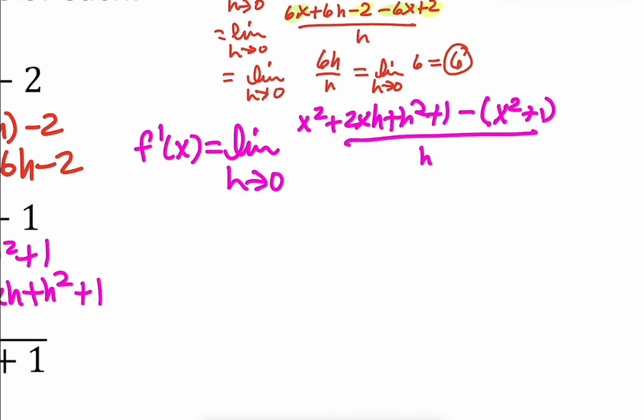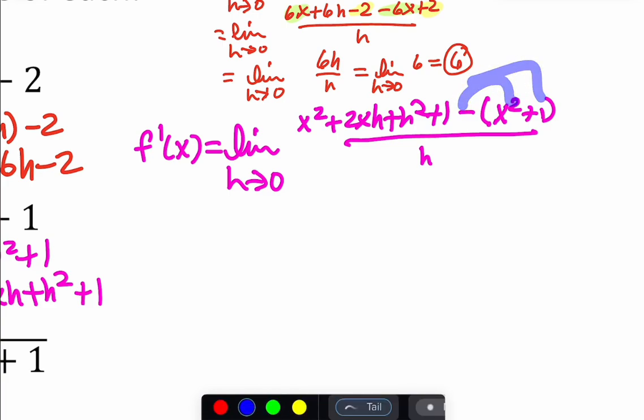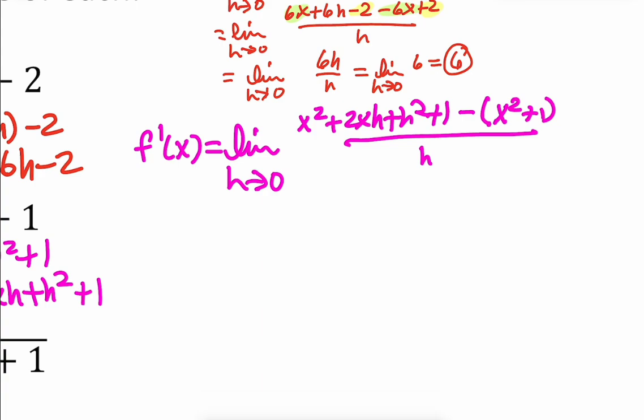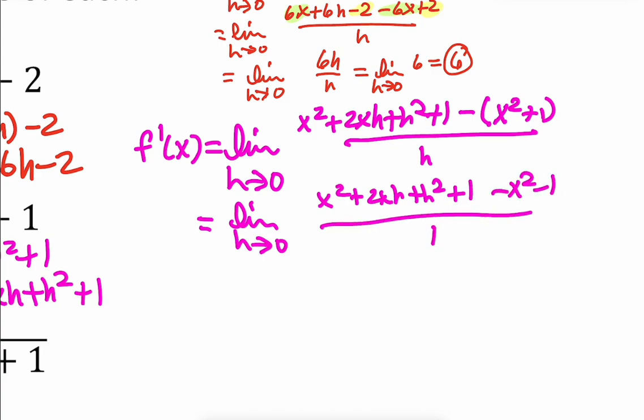Does everyone understand where we're at so far? Now the next step you're going to do is distribute in this negative here to both of those pieces. So we get the limit as h approaches 0 of x squared plus 2xh plus h squared plus 1 minus x squared minus 1, all over h.